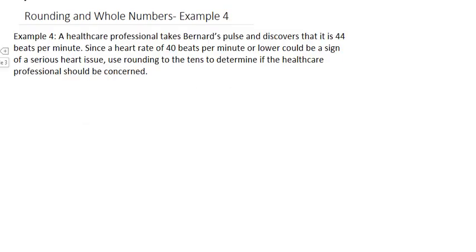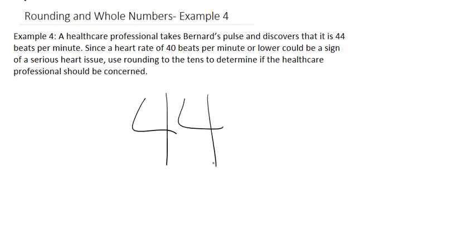A healthcare professional takes Bernard's pulse and discovers that it's 44 beats per minute. Since a heart rate of 40 beats per minute or lower could be a sign of a serious heart issue, use rounding to the tens to determine if the healthcare professional should be concerned. For this scenario, we would need to determine how close Bernard is to 40 beats per minute. First, let's write this out.